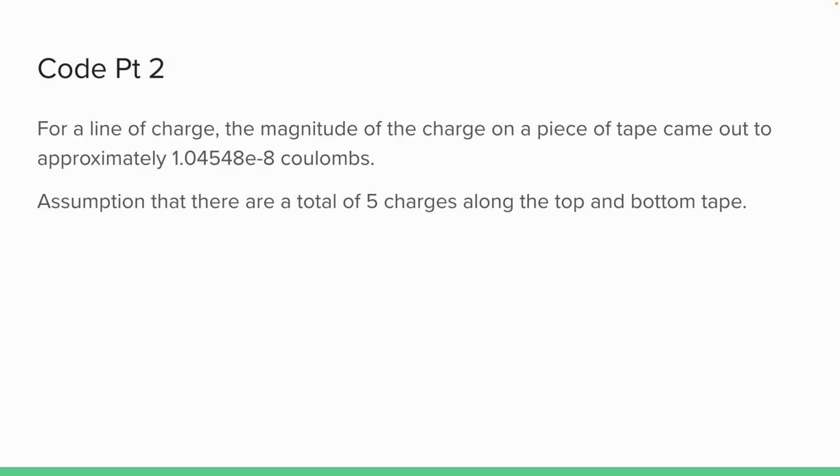Code Part 2. For a line of charge, the magnitude of the charge on a piece of tape came out to approximately 1.04548 times 10 to the negative 8 coulombs. The assumption here is that there are a total of 5 charges along the top and bottom tape.